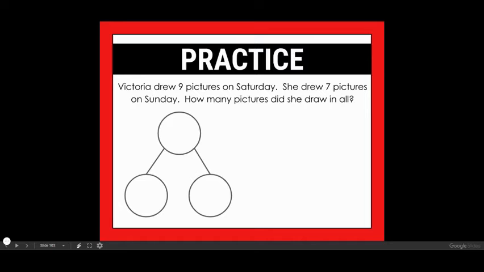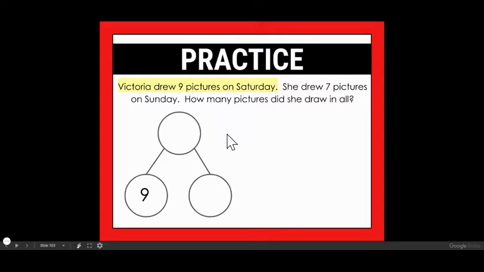So my first sentence says, Victoria drew 9 pictures on Saturday. So I have to ask myself, is that 9 a total? Is that a sum? Or would that just be a part of something? Well, I know since they're talking about Saturday and Sunday, the 9 pictures on Saturday is just going to be one part. So I'm going to put my 9 into one of my parts.